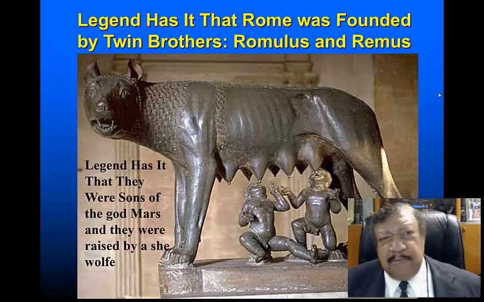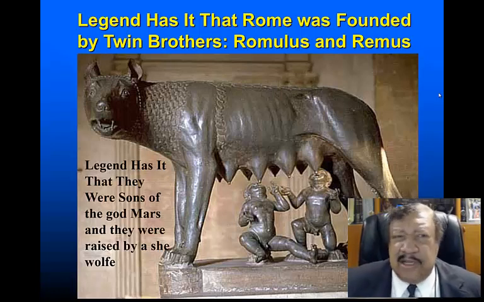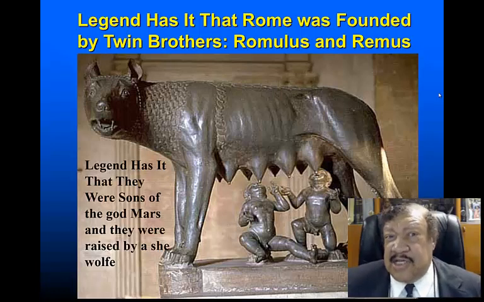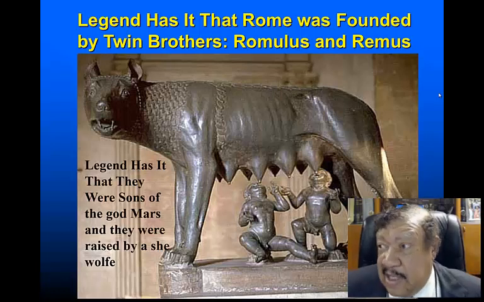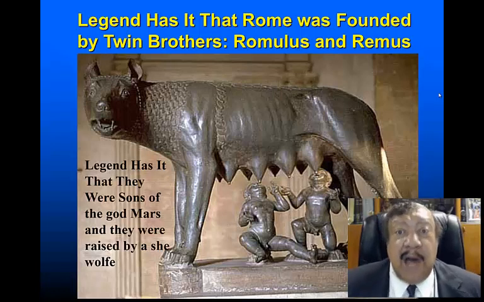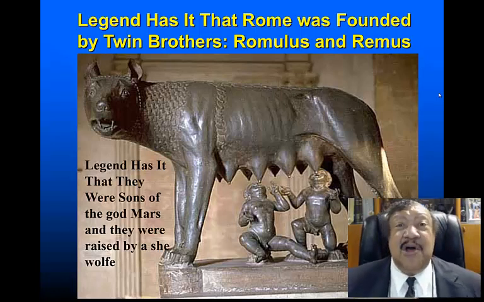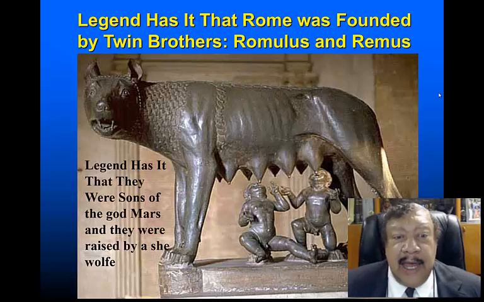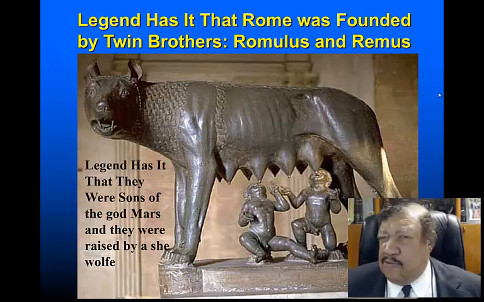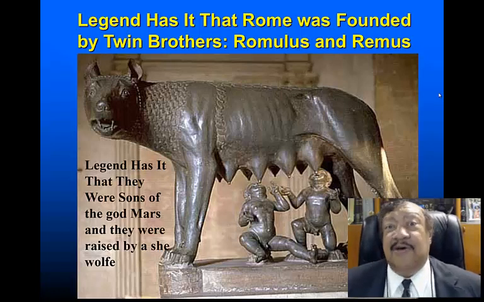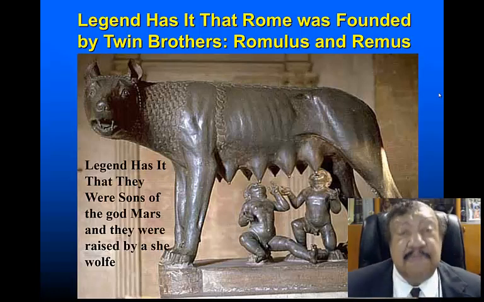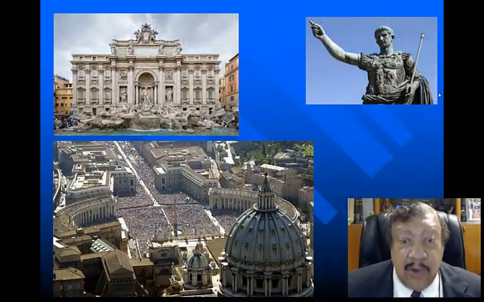Now, when did Rome come about and how? What is the myth behind it? There's a legend that has it that Rome was founded by twin brothers, Romulus and Remus, and that they were raised by a god by the name of Mars, and she was a she-wolf, and she raised these two. Later on, Romulus killed Remus, and we have the beginning of the city we call Rome.